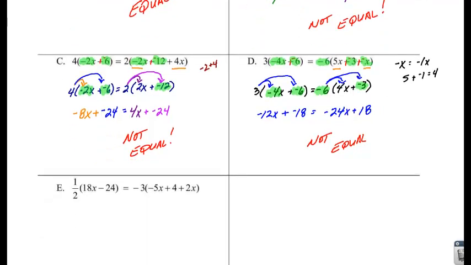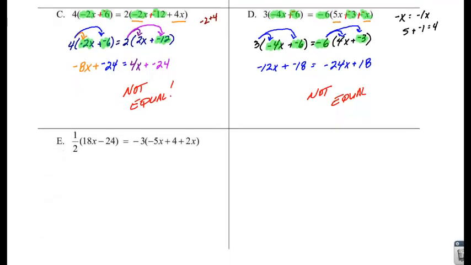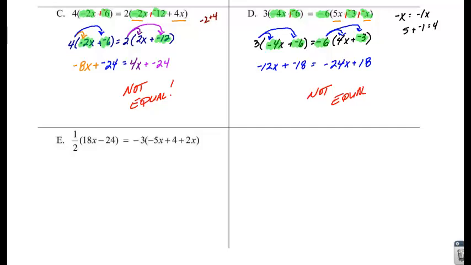All right, last one. I promised you one with a fraction, and I know you've just been waiting for the chance to do that fraction problem. So pause the video, try the fraction problem. Don't get thrown off by the fraction. When you see this, think of what's half of 18x? What's half of negative 24? All right, so give it a pause, and then we'll take a shot.